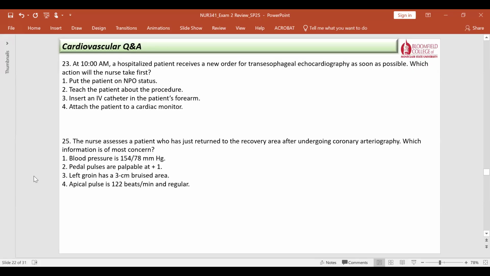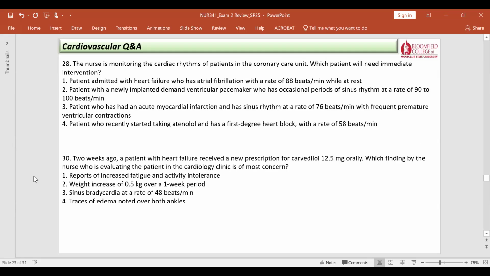What about the heart rate over 100, number 4? Yes, number 4, because when the patient bleeds, the hemorrhage results in hypotension and tachycardia. The most common complication after coronary arteriography or catheterization is hemorrhage, and the earliest indication is an increase in heart rate. The other data may indicate a need for ongoing assessment, but the increase in heart rate is of most concern because that's an indication of hemorrhage. So always think hemorrhage, tachycardia, hypotension.